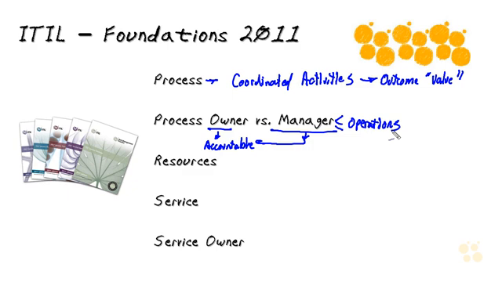The owner is the accountable one, making sure that it's doing everything it's supposed to be doing. But then there is the manager who's going to say, this is the operational management. This is what we're doing on a day-to-day basis.